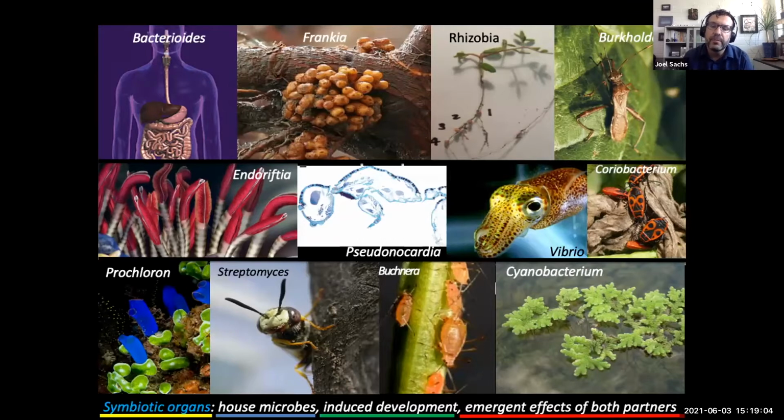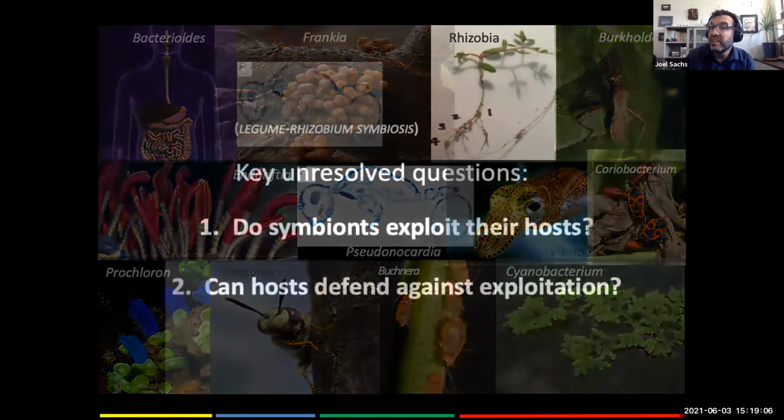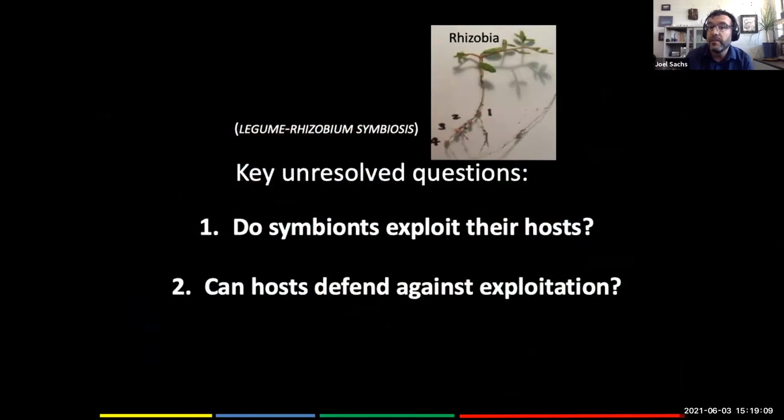In my lab, we study symbiotic organs that have evolved multiple times within the legumes. Of course, this is the legume rhizobium symbiosis. And these are the two questions that I'll be addressing in this talk. Do symbionts exploit their hosts within these symbiotic organs? And to what degree can hosts defend themselves against this exploitation?